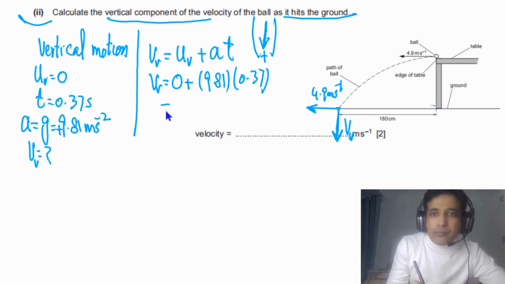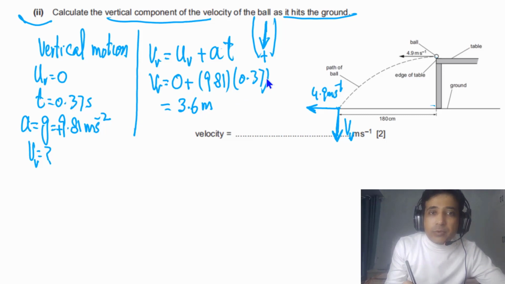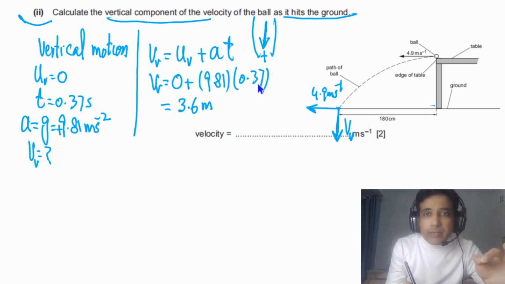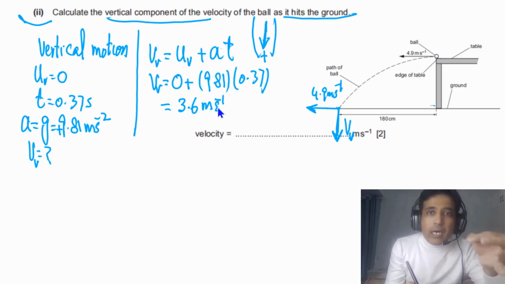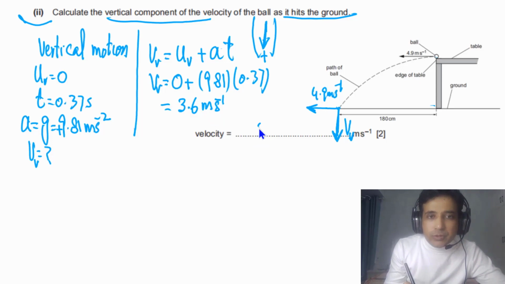So the final answer in this case is equal to 3.6 up to 2 SF, because the raw data has 2 SF, meaning the least number of SF in the raw data. This is 2 SF, so our final answer also should have 2 SF, or you can use one more. So this is the final answer.